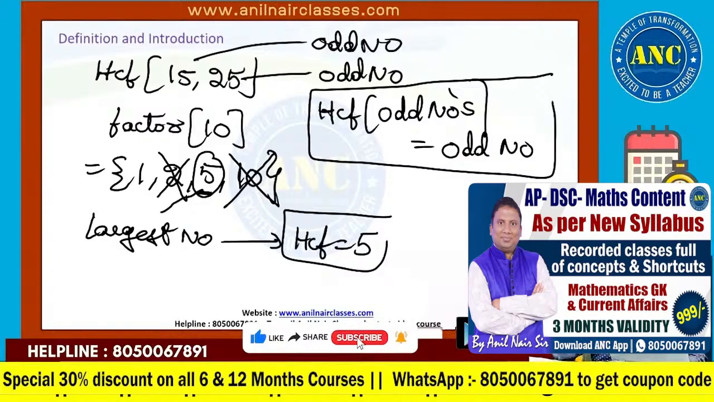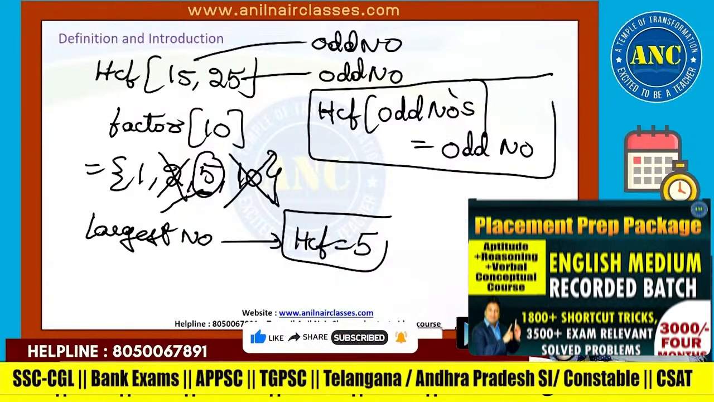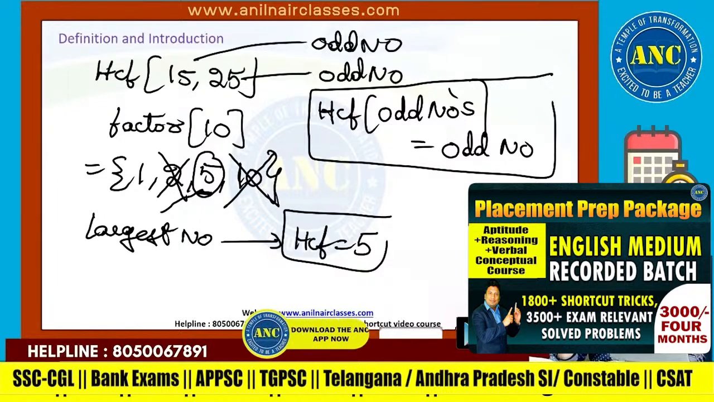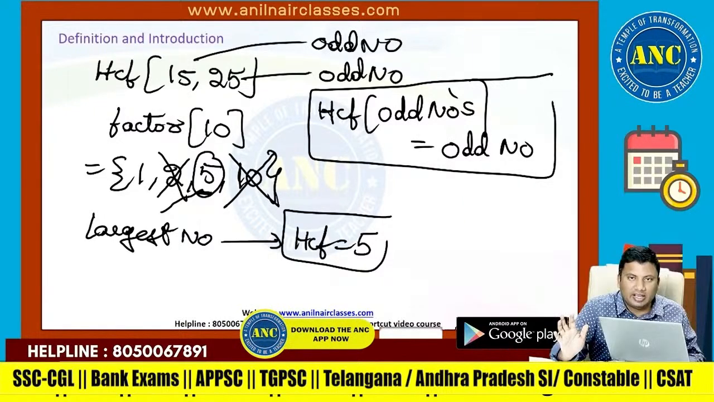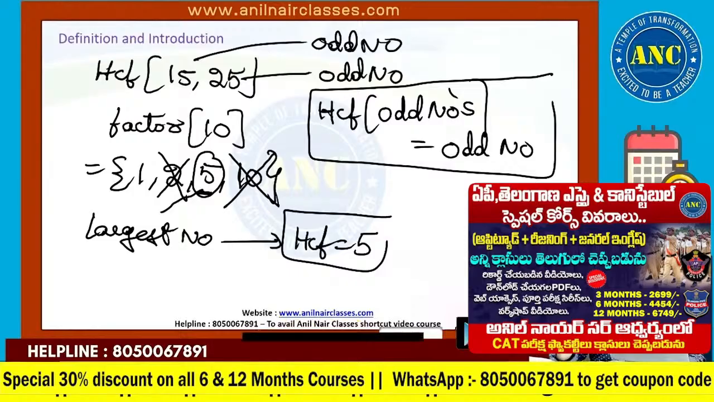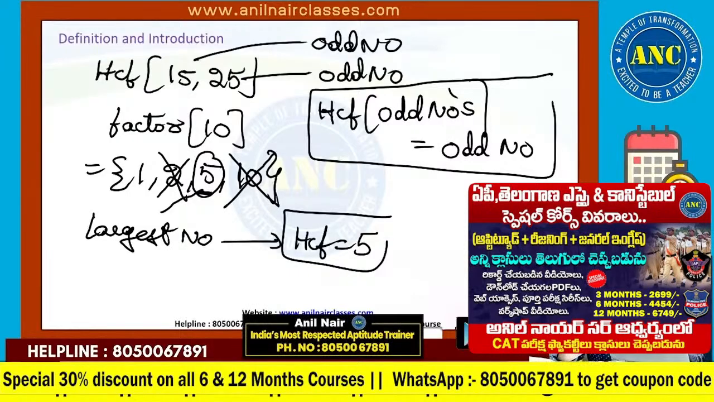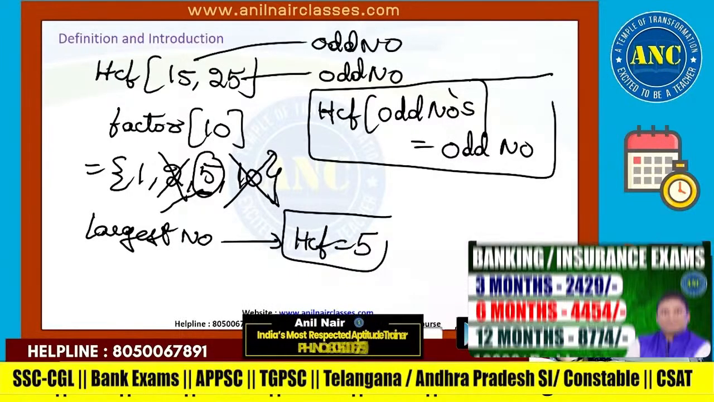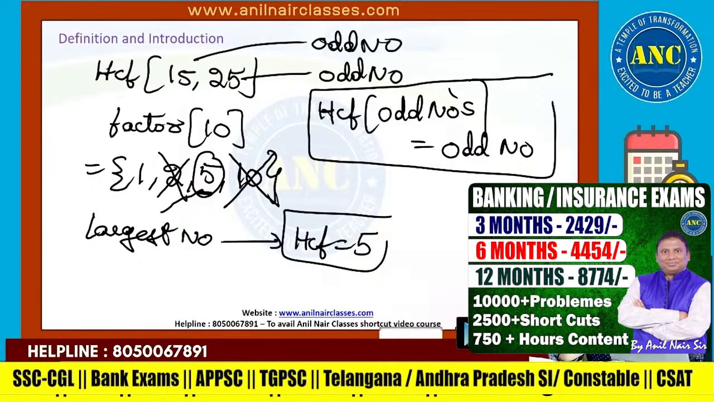So if numbers are there, take the difference between the two numbers. I hope it is clear, right? What if 3 numbers are there, 4 numbers are there? Everything we will discuss once we understand this concept.